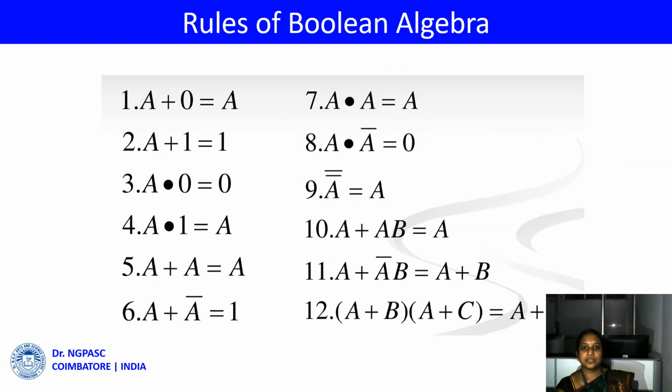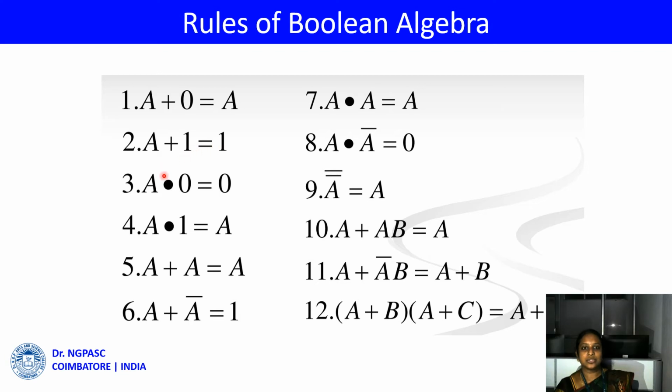So these are the different rules of Boolean algebra. First one is A plus 0 is equal to A. Here anything added with 0 will give you the same variable. Next is A plus 1 is equal to 1. So anything added with 1 will give you only 1, because even if A is 0 or 1, when it is added with 1, it will give you the output as 1.